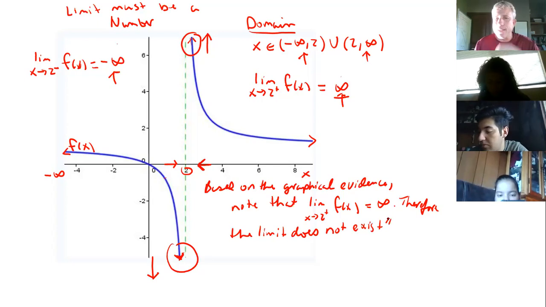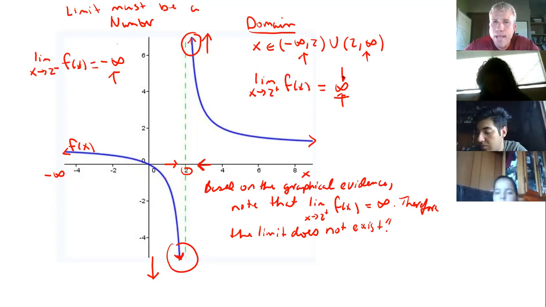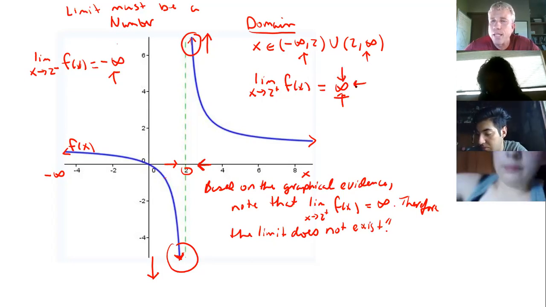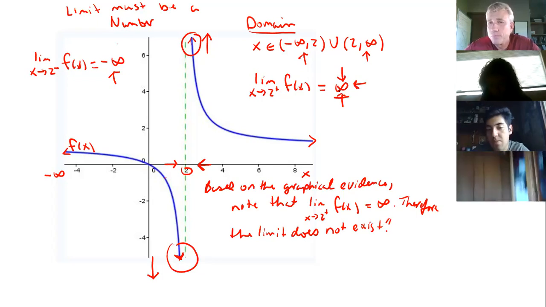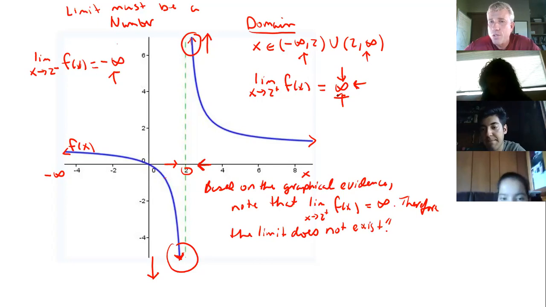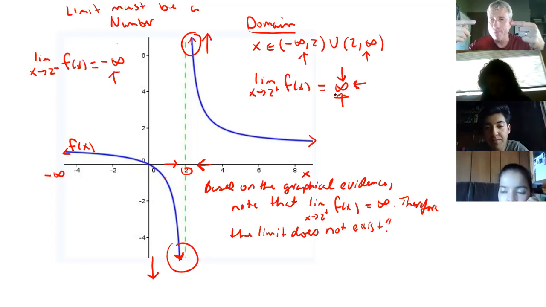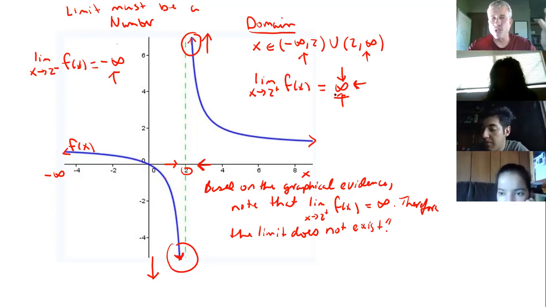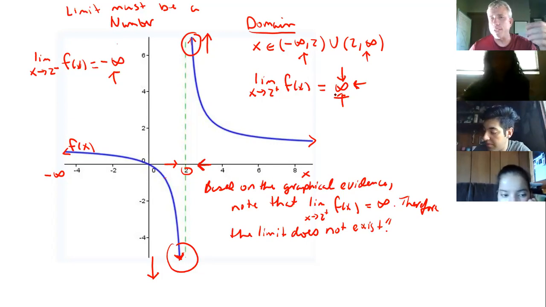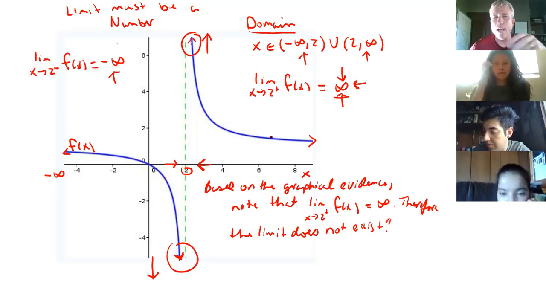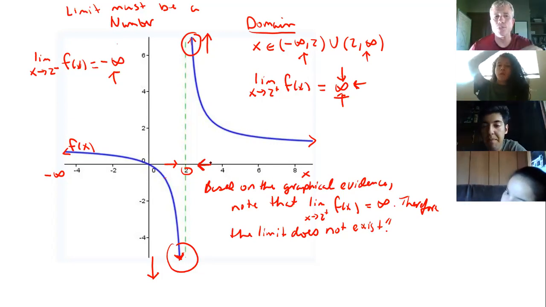And I don't need to say that it doesn't exist because infinity isn't a number, because a consumer of math knows that infinity isn't a number, and a limit must be a numeric value. So for there to be a limit, the two one-sided limits must match, and they must be numbers. If you violate any of those things, you don't have a limit. And the only time a limit isn't going to exist is if you have a discontinuity of some sort.